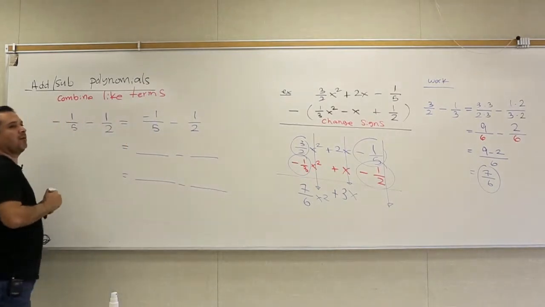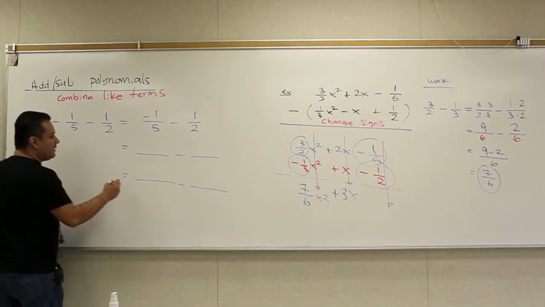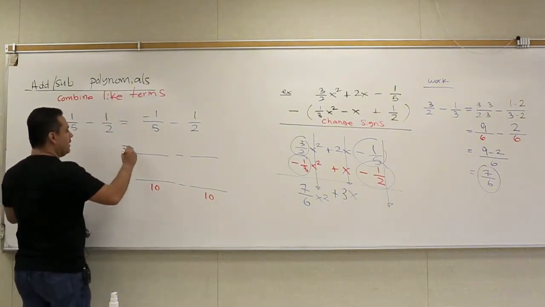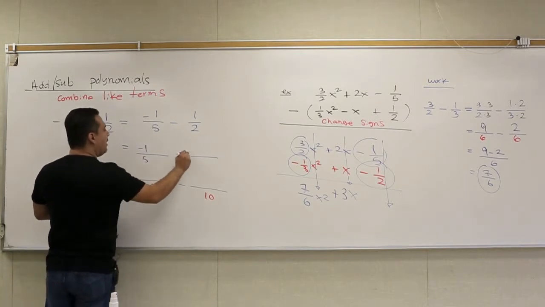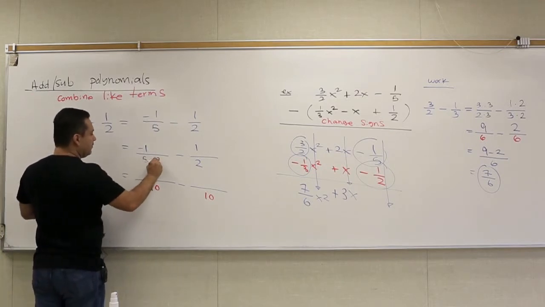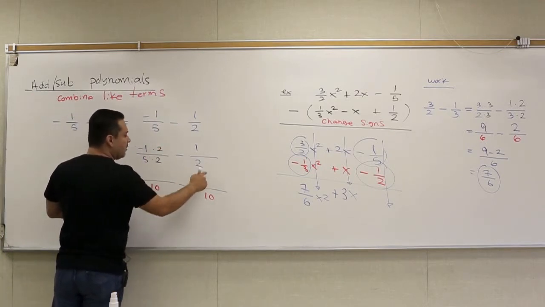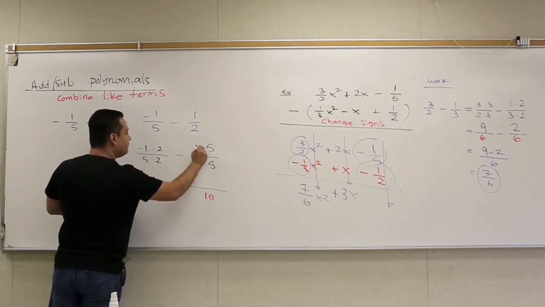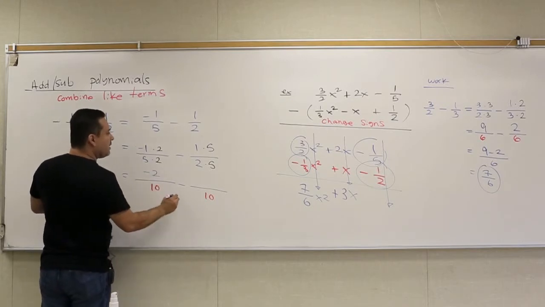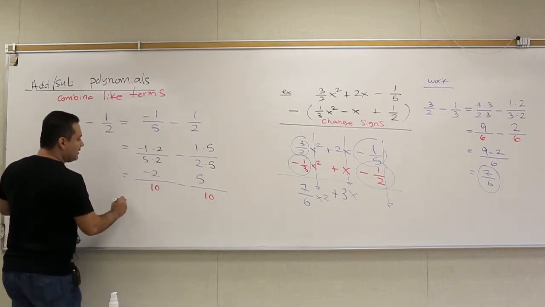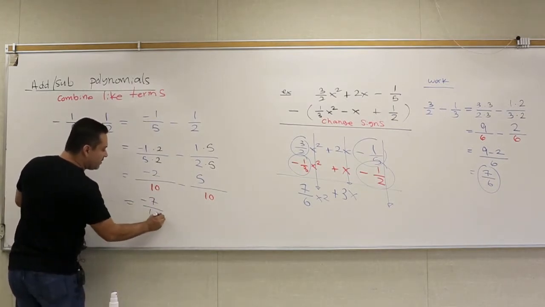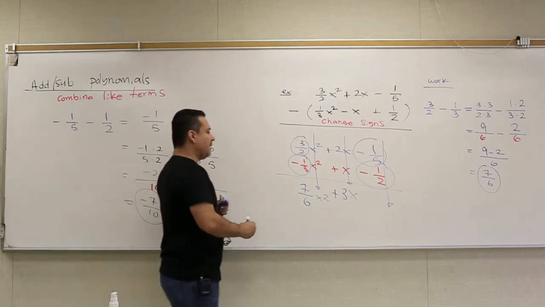So what's the LCM of 5 and 2? So there'll be a 10 down here and a 10 down here. This is negative 1, 5, 1, and 2. So 5 times what number is 10? 2. 2 times what number is 10? 5. So I got negative 1 times 2 is what? Negative 2. What's 1 times 5? So what is this? Negative 2 minus 5 is? Negative 7/10. Okay? And that negative sign belongs at that same level.